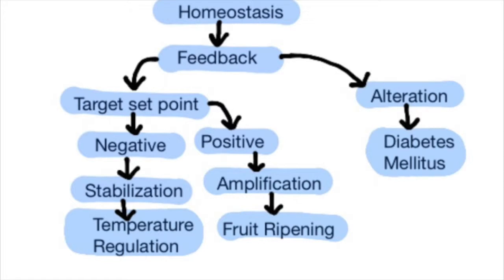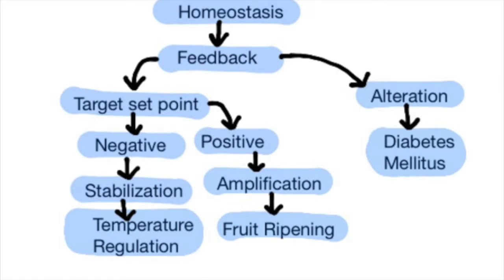So right here is a homeostasis chart, and it describes the process. It goes right into feedback, and from feedback it can either go to the target set point or the path of alteration. If it goes through alteration, then it goes to diabetes mellitus, and if it decides to be a target set point, then you have either positive or negative feedback. Negative is found in us humans, and if it decides to be negative feedback, then you have stabilization, and an example of that is temperature regulation. And then positive feedback has amplification, and an example of that is fruit ripening.